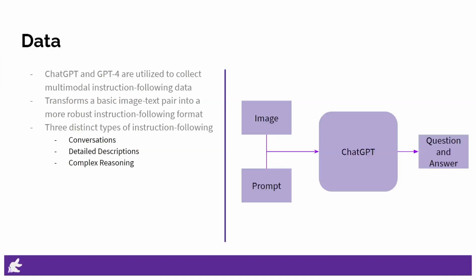In total, we amassed 158K unique language image instruction following samples, categorized into 58K for conversations, 23K for detailed descriptions, and 77K for complex reasoning. Our initial experiments revealed that GPT-4 consistently yields higher quality instruction following data, particularly in spatial reasoning tasks.